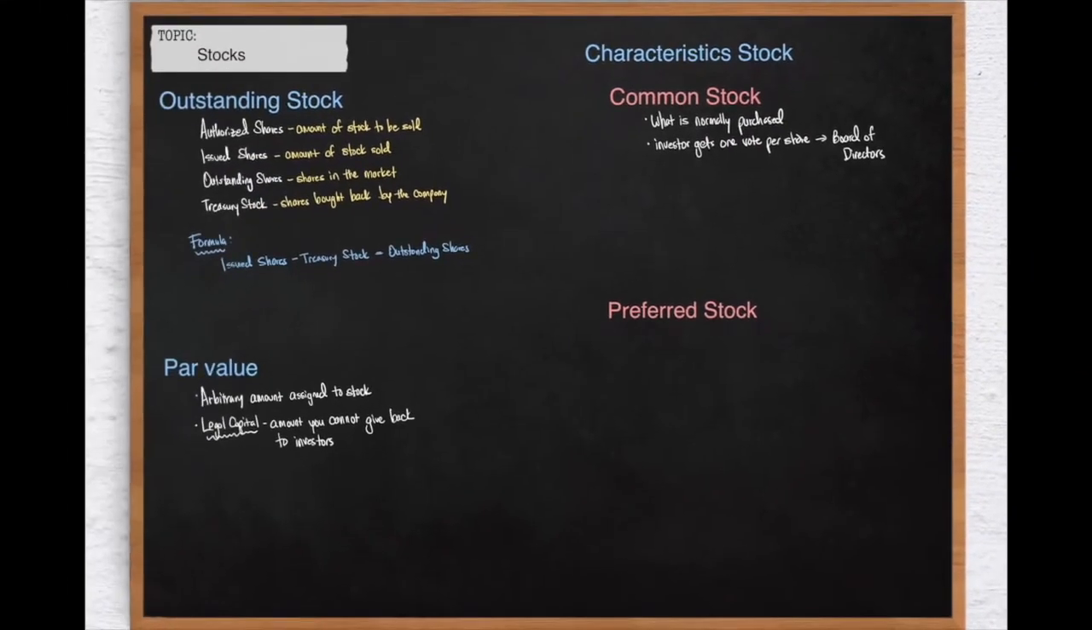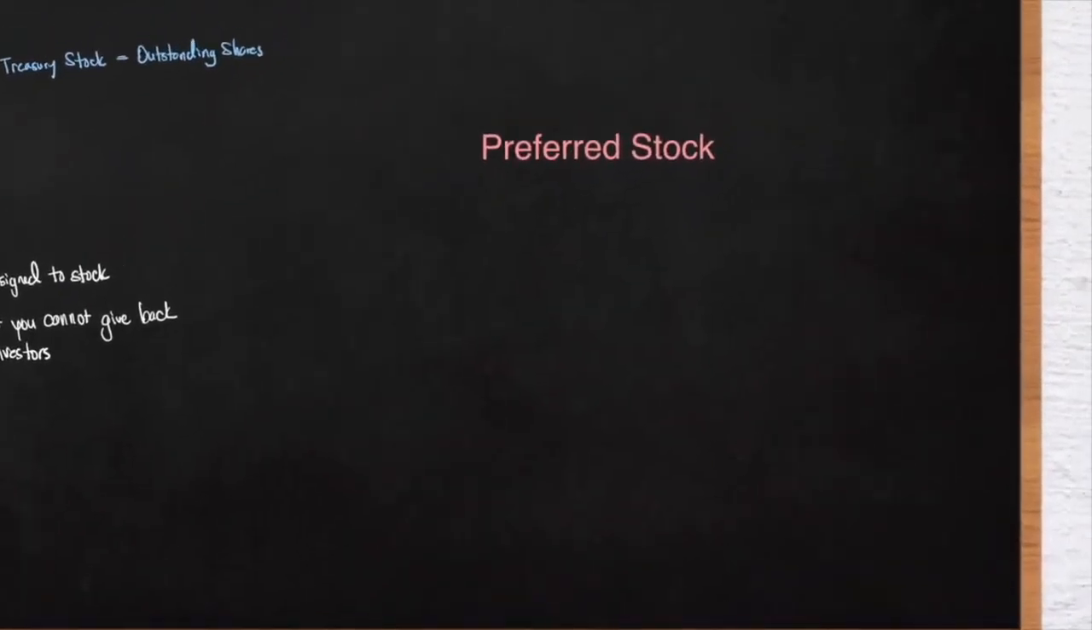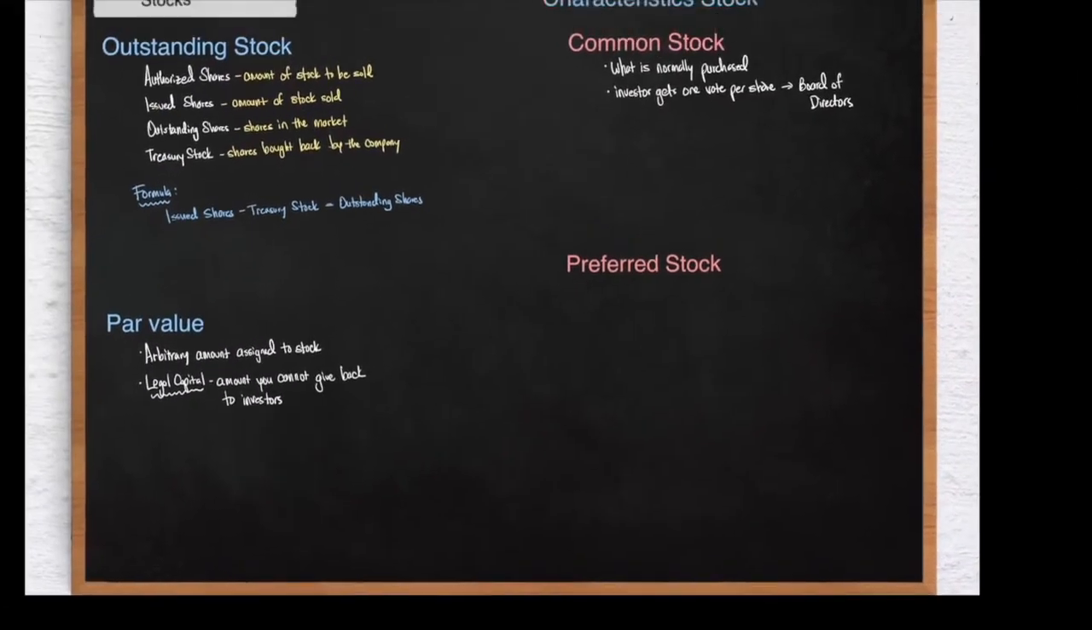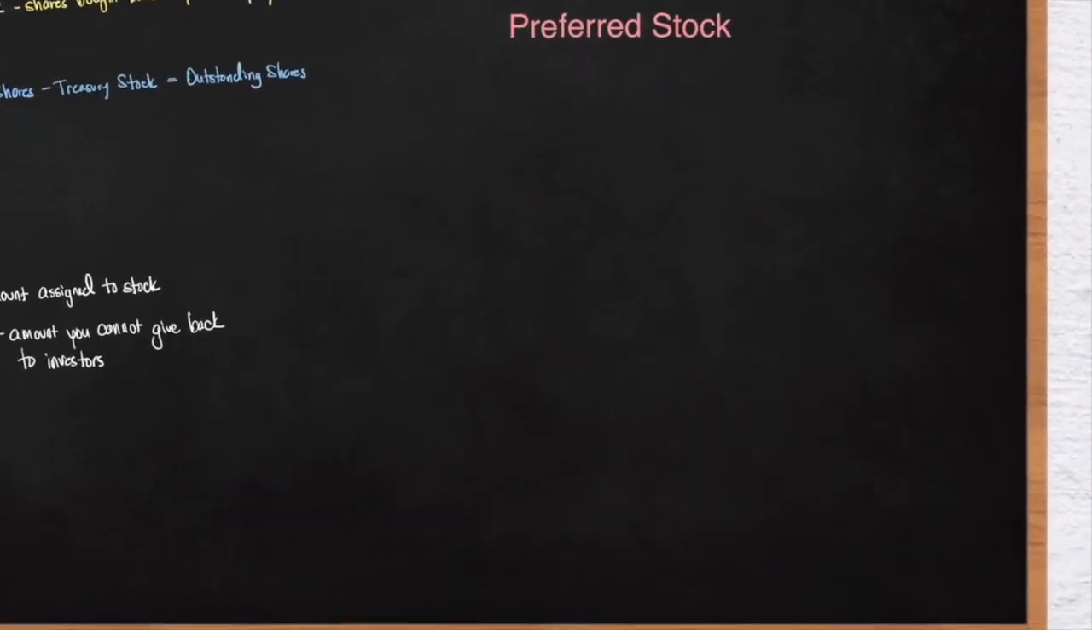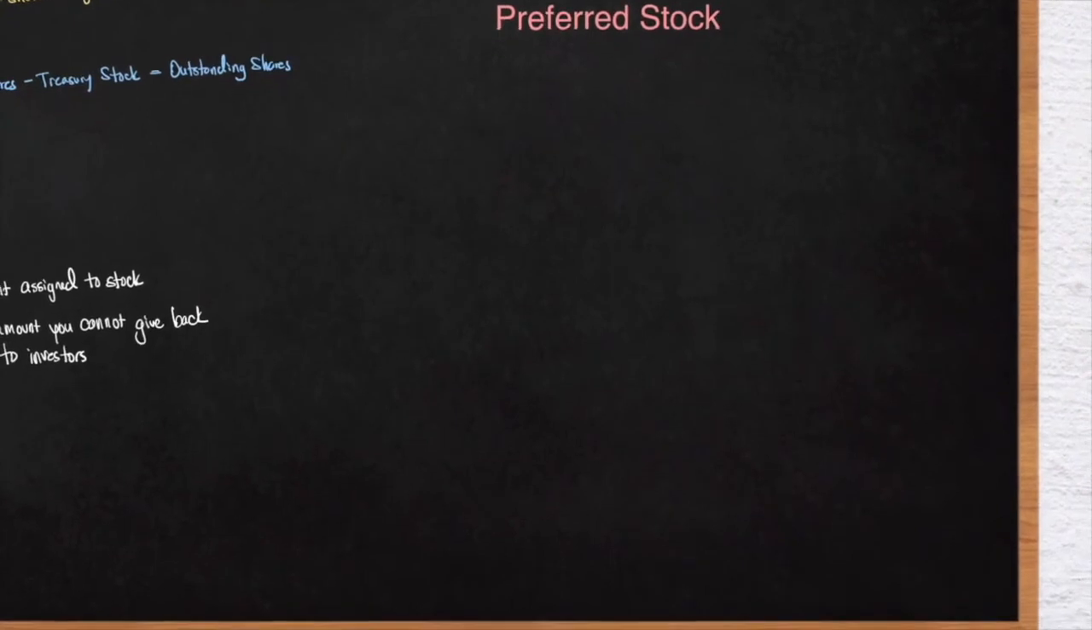Next, we're going to talk about preferred stock. A company can issue one or the other or both. Usually it's common stock. But if a company was to issue preferred stock as well, let's go over what types of preferred stock we have. There are different types of preferred stock. What I'm going to do here is compare the different types.